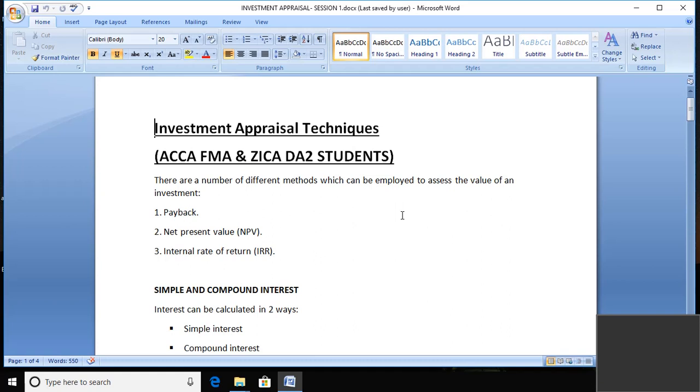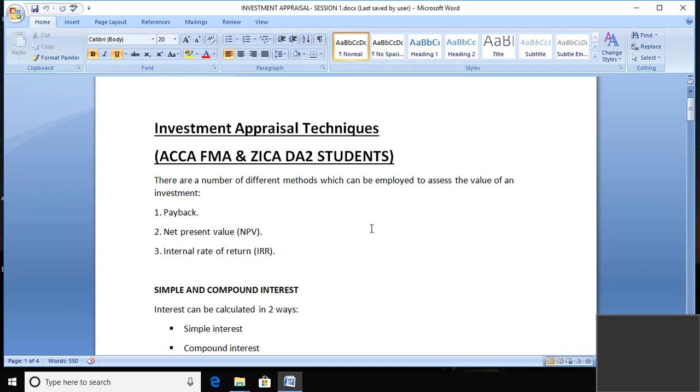What's the payback period? The payback period is the length of time the investment takes to pay itself back, or the time taken for the initial investment to be recovered from the cash inflows from the project. Usually this method is relevant if there are liquidity problems, and the project that has got a shorter payback period will be considered the best project.